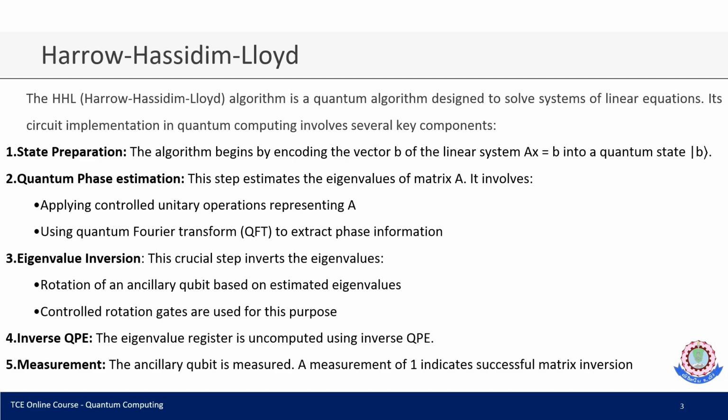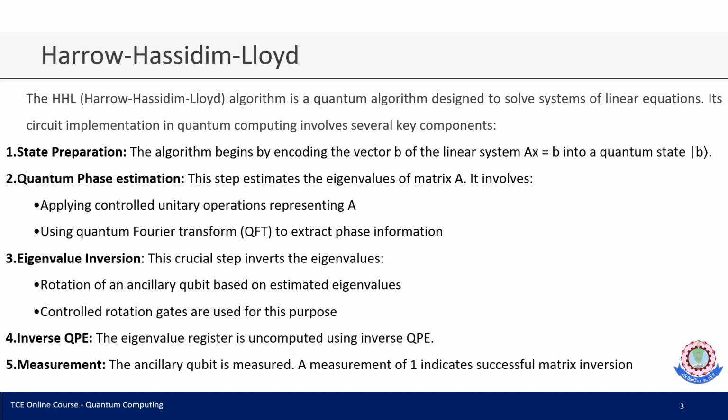So what is HHL? It is a quantum algorithm designed to solve systems of linear equations. It is a simple circuit in quantum computing involving several key components. We have several steps. The first is state preparation, the next is quantum phase estimation, the third is eigenvalue inversion, the fourth is inverse QPE, and the fifth is measurement.